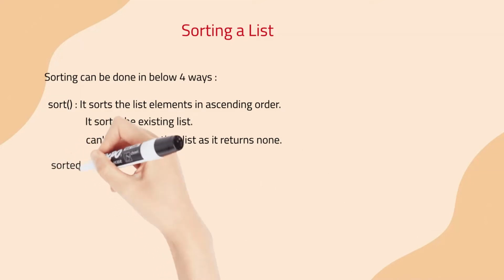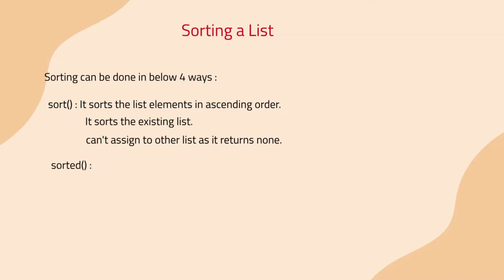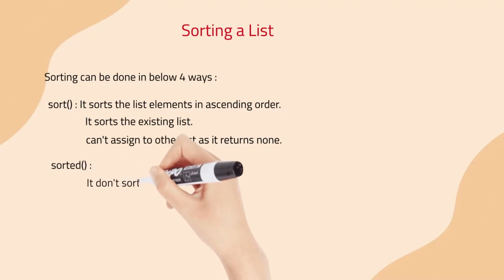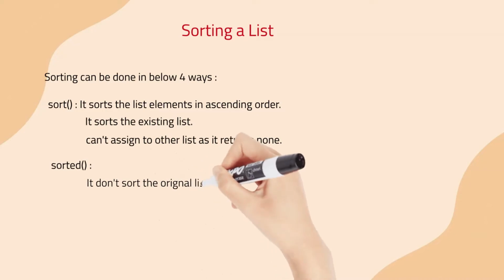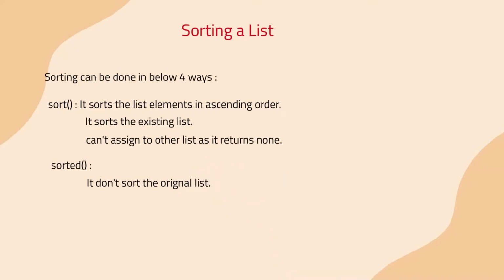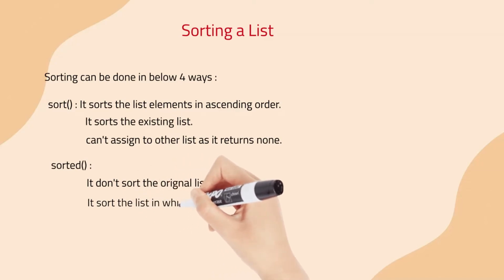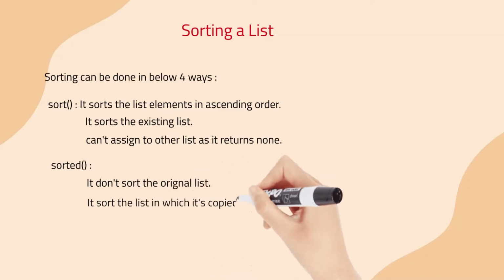The second method is sorted. This method doesn't sort the original list. It sorts the list where it's copied. So, if we want to copy one list to another in sorted order, we should use the sorted method.